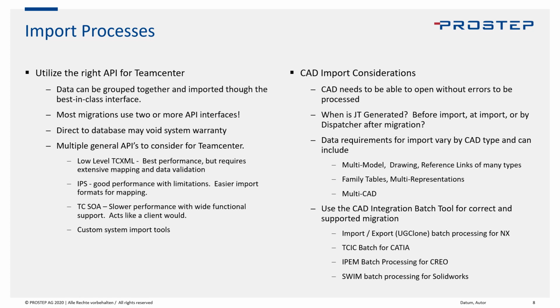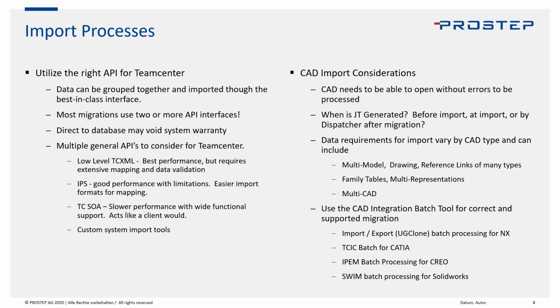Another interface is IPS, and this is more of a legacy interface for importing data to Teamcenter. Effectively, that's a spreadsheet import that you can use in order to bulk load data into Teamcenter. So it's not as fast as low-level TC-XML. It's got good performance. It's got limitations on what types of data you can import, but it's pretty simple when it comes to mapping as well. So we see smaller customers adopting IPS in order to import.